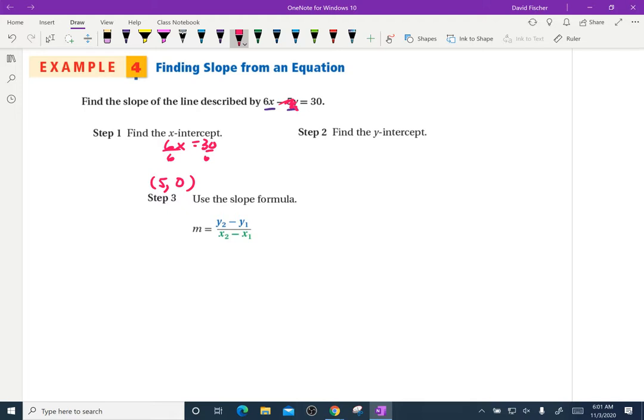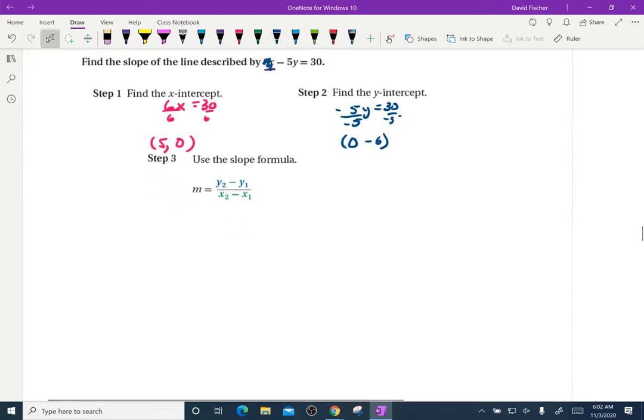And then let's go over here and find my y-intercept. On my y-intercept, I'm going to put a 0 in for my x. So this goes away. So my math problem says minus 5y equals 30. Divide by negative 5, and I get a negative 6. So there are my two coordinates that I can use for the slope formula.